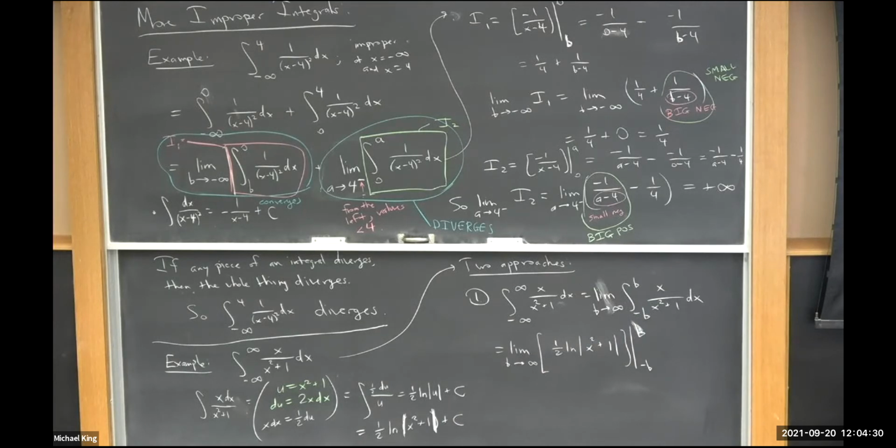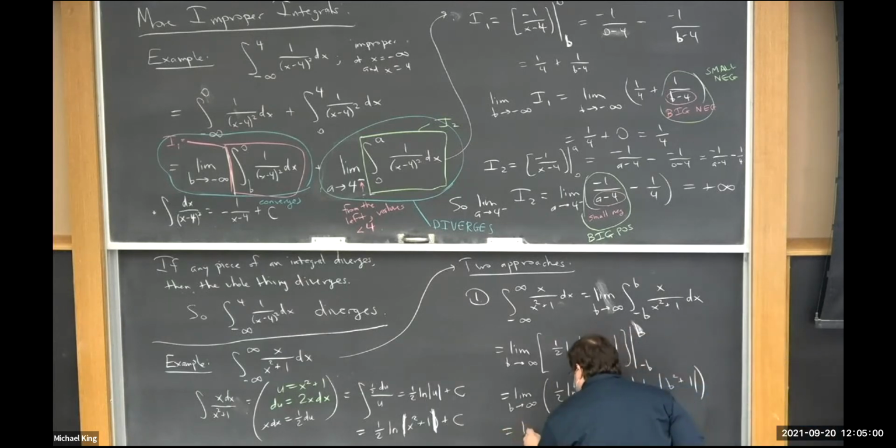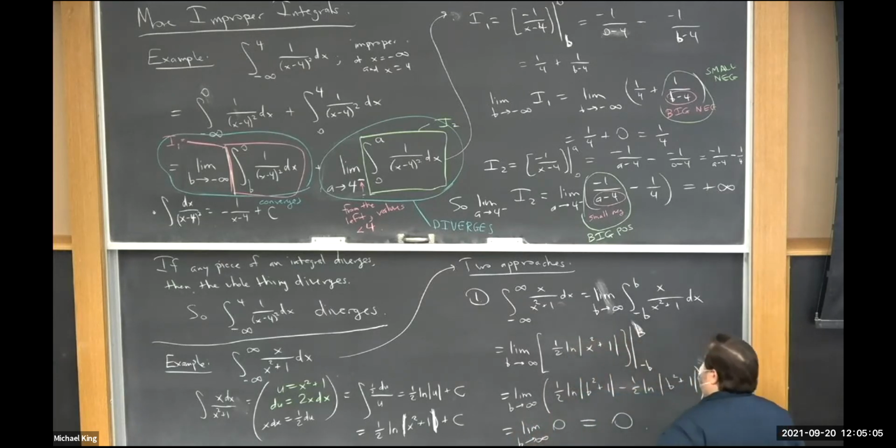So what's going to happen when I plug in b and negative b? They'll be the same, right? Because we're squaring both. I just want to write it out: it's 1/2 ln(b squared plus 1) minus 1/2 ln((negative b) squared plus 1), which is b squared plus 1. So that is 0, right? So it looks like the integral is 0.